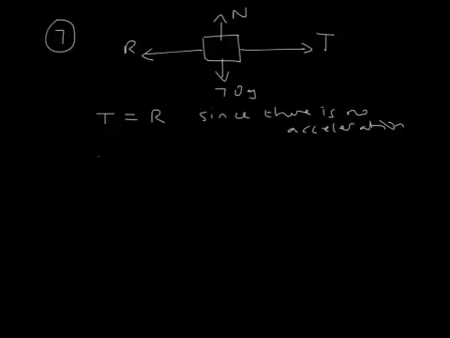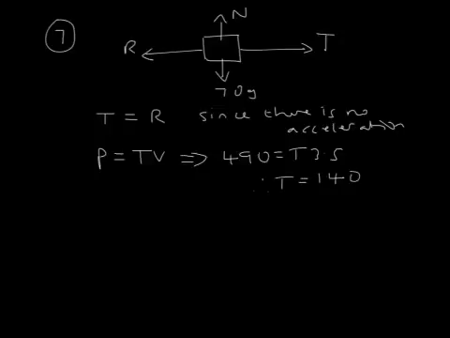Now we can use the fact that power is the force times the velocity, and we know that the power is 490 watts. We don't know what t is, but we know that the velocity is 3.5. So therefore t is 490 over 3.5, which works out to be 140, and since t equals r, we know that r must equal 140 newtons.